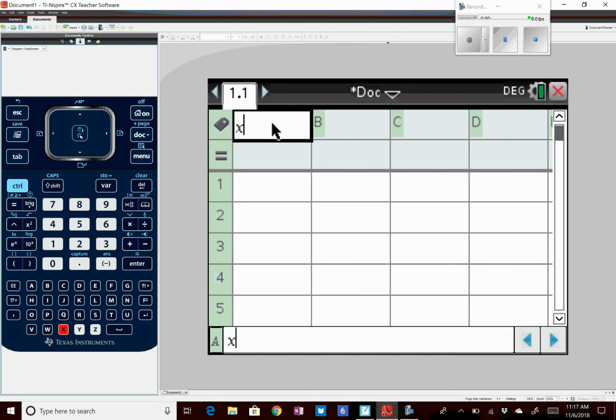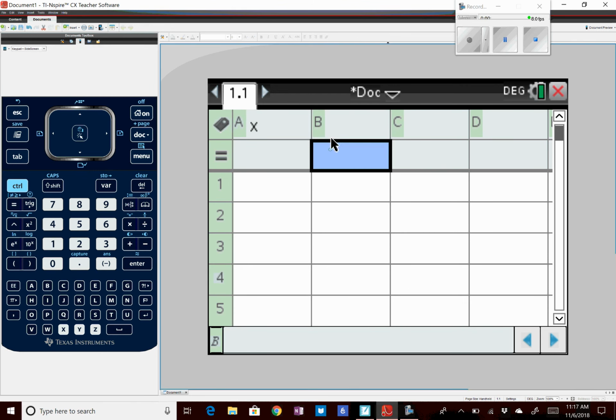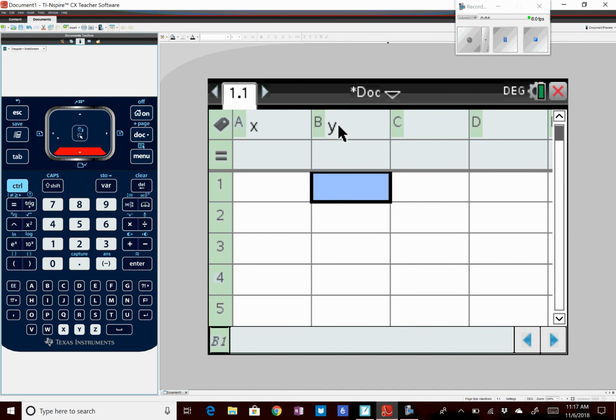So up top, we'll label the columns X and Y. This is going to be very much like we did for linear regression, except really this time we're going to do a quadratic regression. Okay, so the X values for ordered pairs were 0, -1, and 1. And then our Y coordinates were 0, -2, and 6. All right, so we have the data entered.